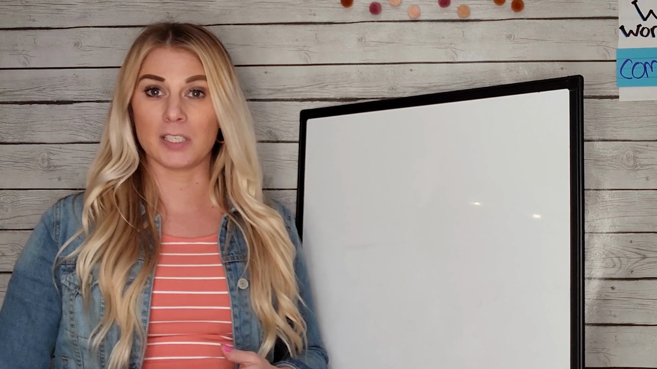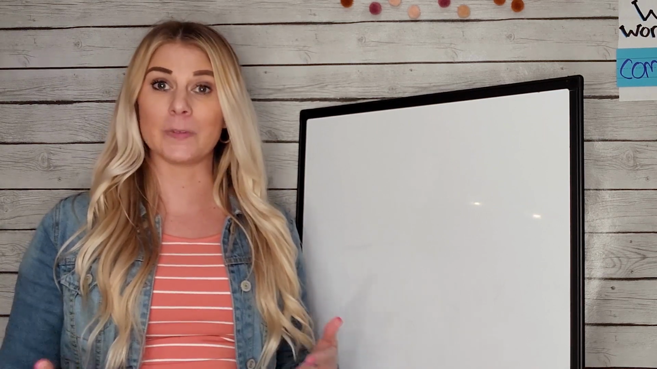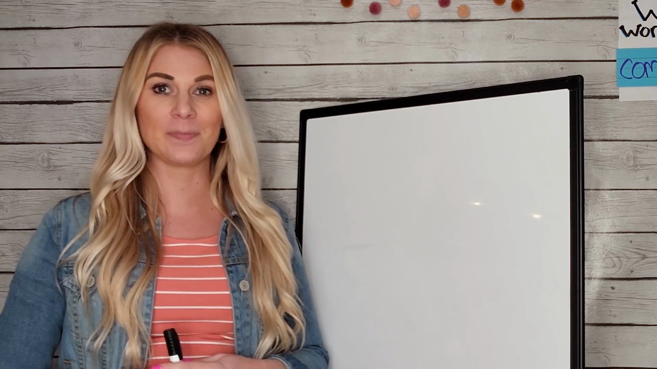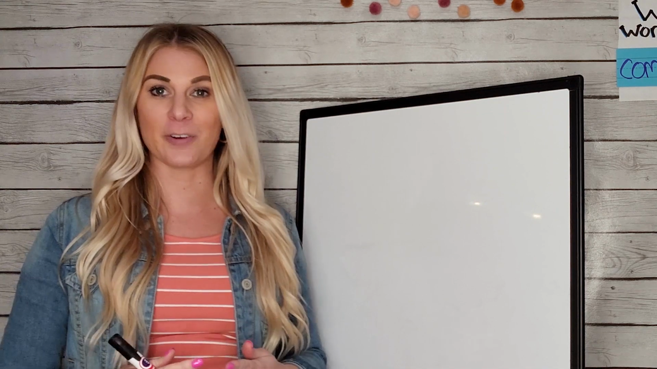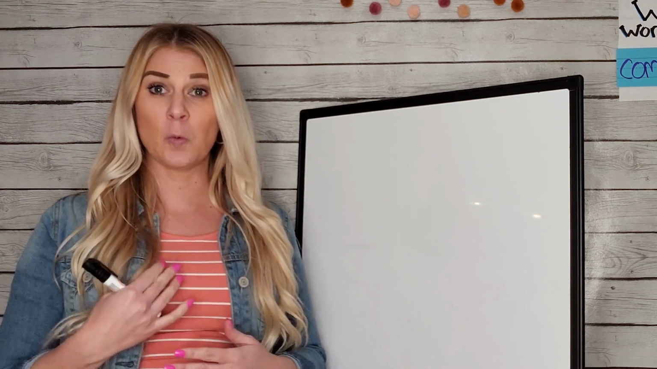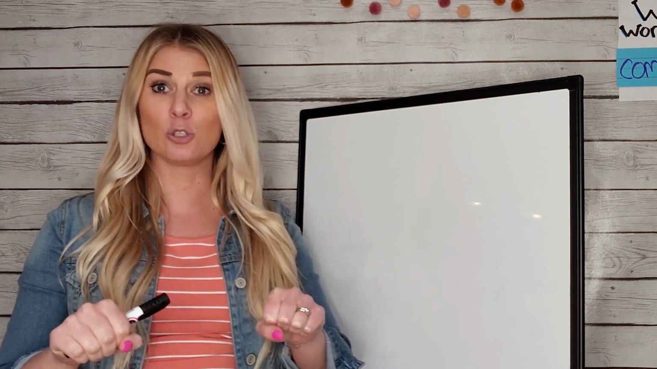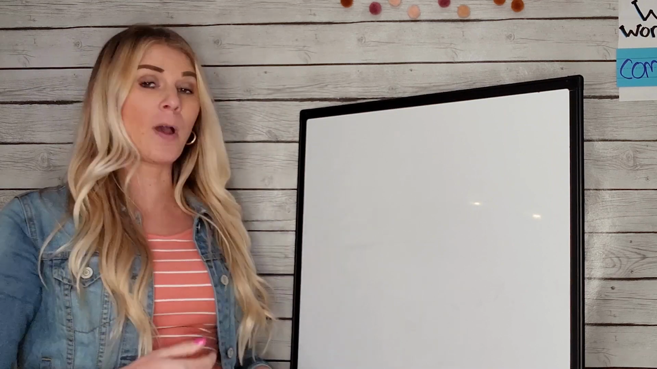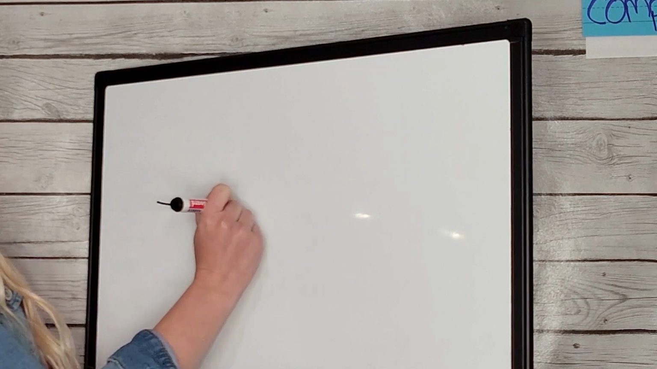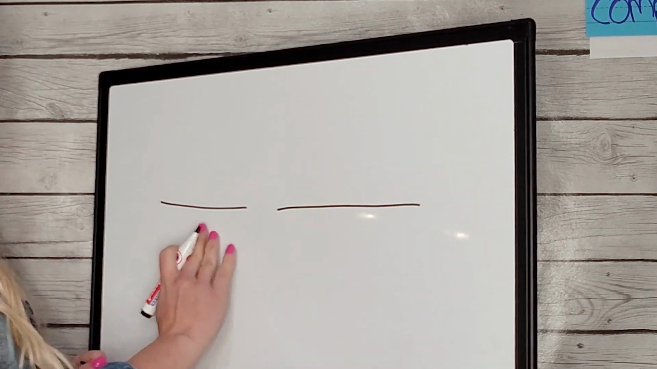When we write words, we listen for the word parts in each word, and then we listen for the sounds in each word part. Let's try one together. Are you ready? Our first word is firefly. Can you say that word with me? Firefly. When I say the word firefly, I hear fire, fly. Two word parts. So on my whiteboard, I'm going to draw two lines, one for each of those word parts. Fire, fly. On your paper, will you draw two lines also?